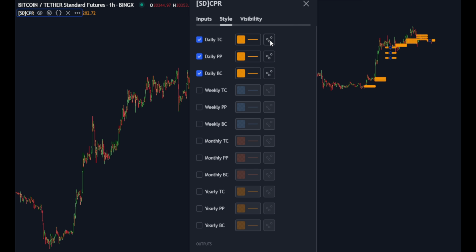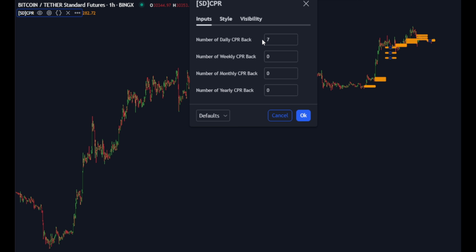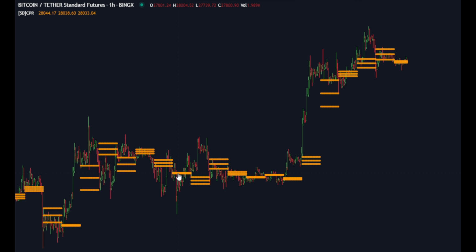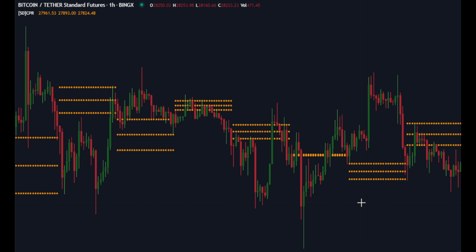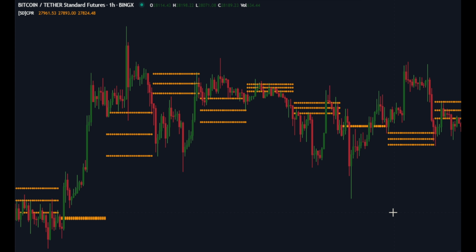Now we go to Inputs, and we are going to modify the number of daily back from 7 to 100. And we already have our pivot points indicator ready. Okay, we will go on to give an explanation of what information this indicator shows us.